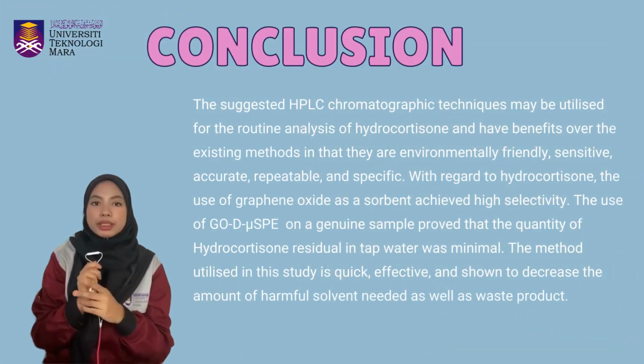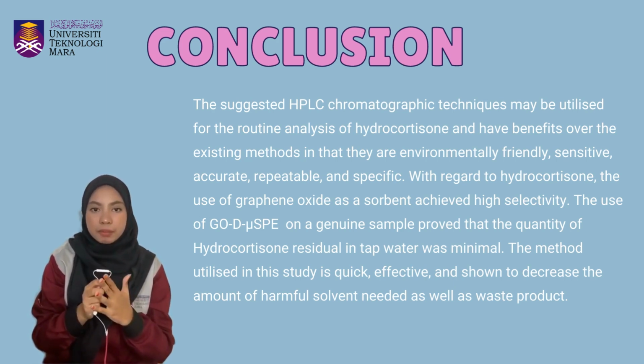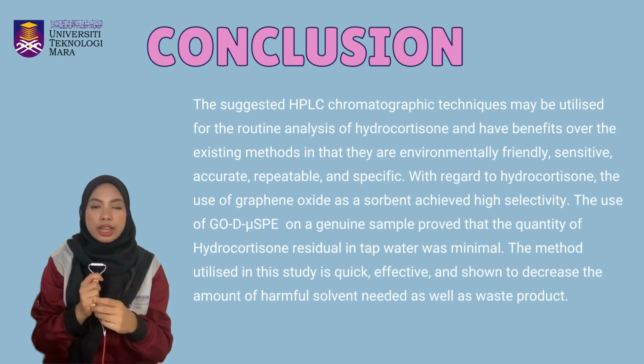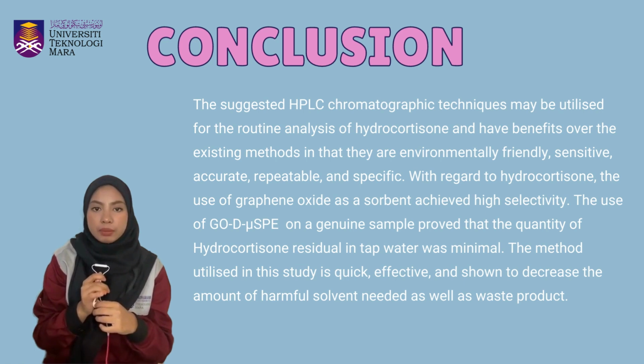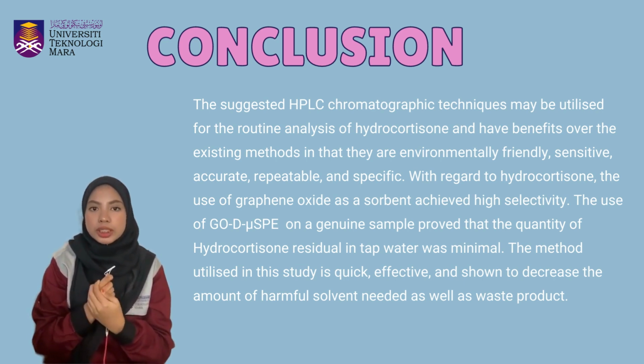HPLC chromatography technique offers an environmentally friendly, sensitive, accurate, repeatable and specific method for routine hydrocortisone analysis. Graphene oxide sorbent achieves high selectivity. Dispersive µSPE technique detects minimal hydrocortisone in tap water. The method is quick, effective and reduces harmful solvent usage and waste product.